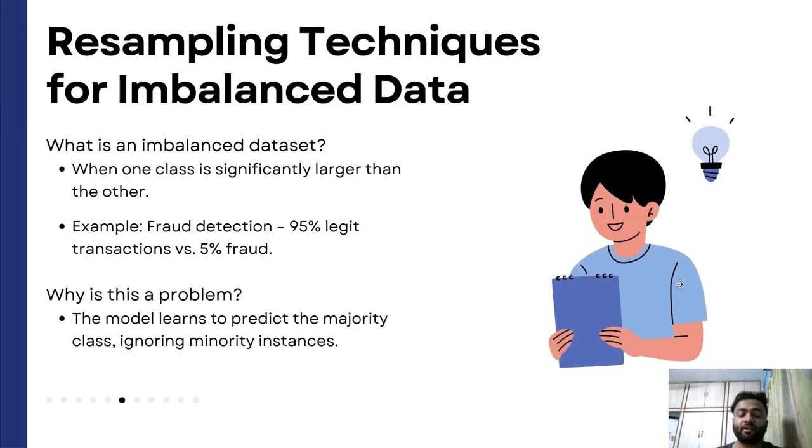In machine learning, we often deal with imbalanced datasets, where one class is significantly more frequent than the other. Now, why is this a problem? Let us understand with an example. If 95% of transactions are legitimate and only 5% are fraudulent, a model could simply predict legitimate every time and still be 95% accurate, but it would fail at detecting frauds. To fix this, we use resampling techniques to balance the dataset.